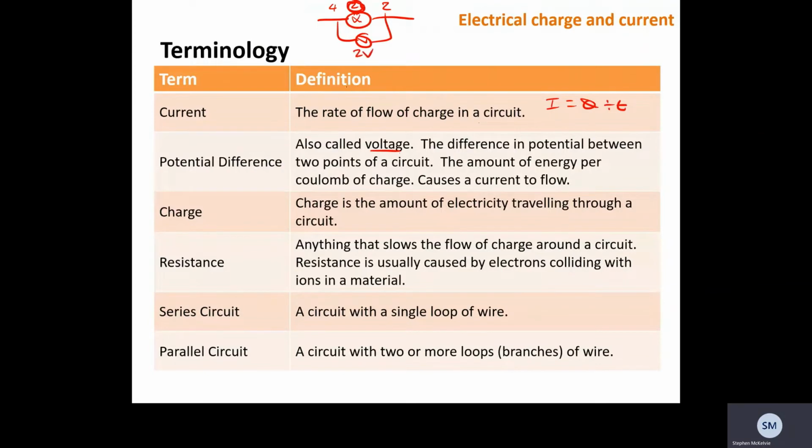Therefore, I would say it's 2 voltage. Now, what do I mean by the potential between 2 points in a circuit? It's the difference between the positive and the negative charge. They're also known as the amount of energy per coulomb of charge.